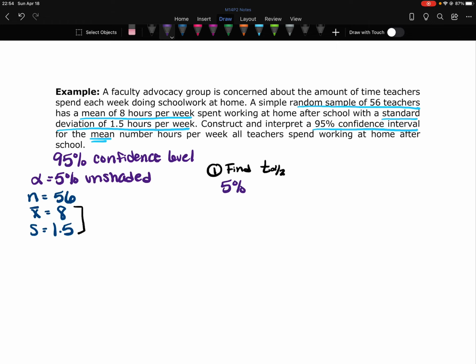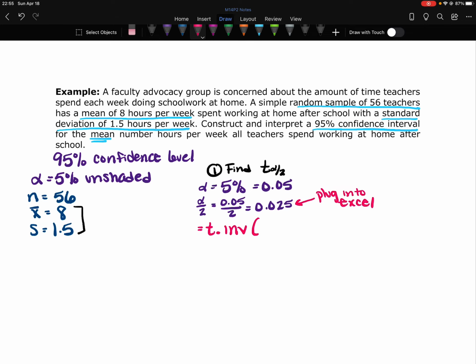So we have 5% for our alpha, which is 0.05. So alpha over 2 is 0.05 over 2, which is 0.025. So this is what I'm going to plug into Excel. And now we're looking for a t-score, not a z-score. So I can't use NORM.S.INV. I'm going to use T.INV.